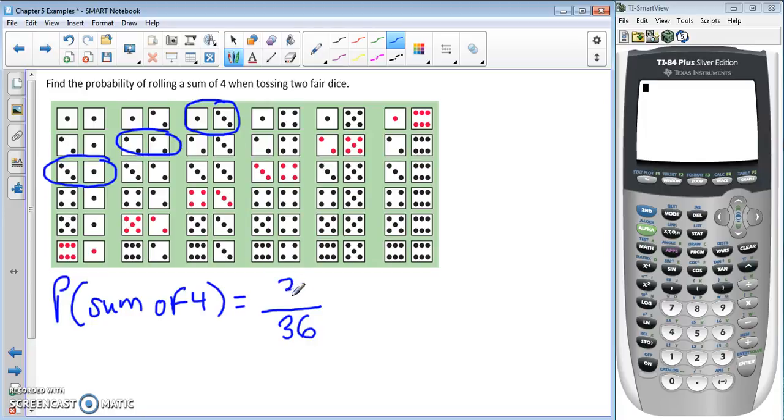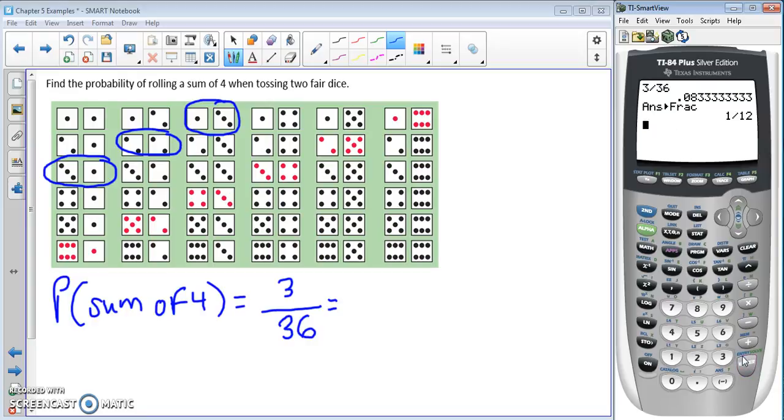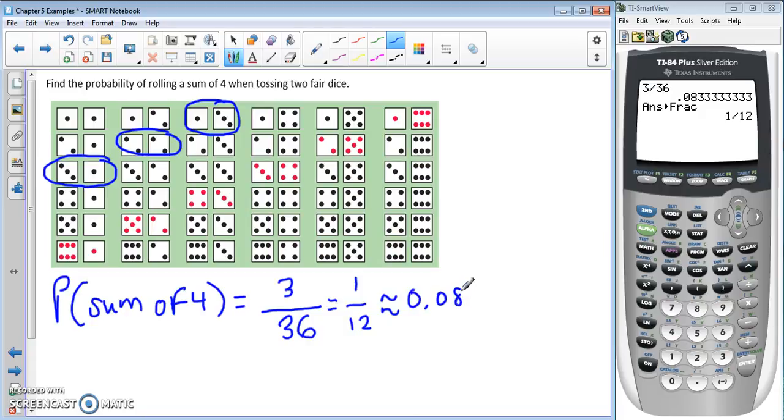Right, so we have 3 out of 36, and again we want to reduce the fraction if we can, so let's do that. So 3 out of 36. So math, enter. So we have 1/12, or as a decimal, that's approximately 0.0833.